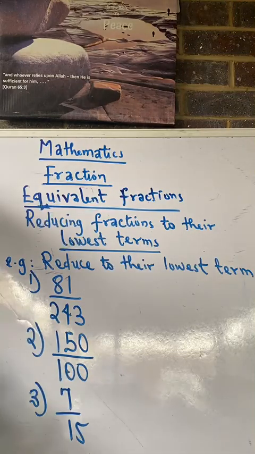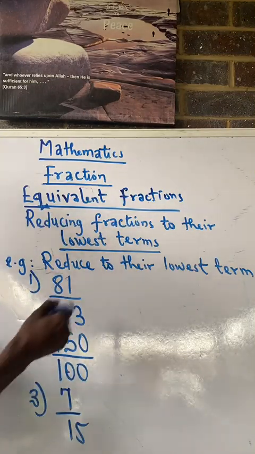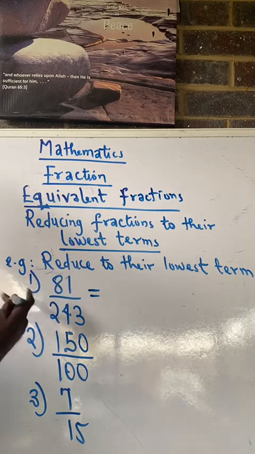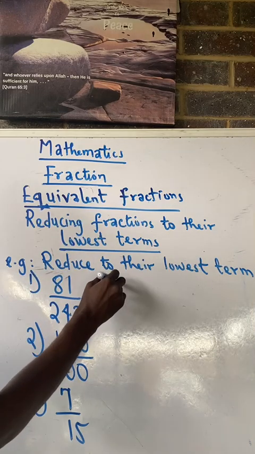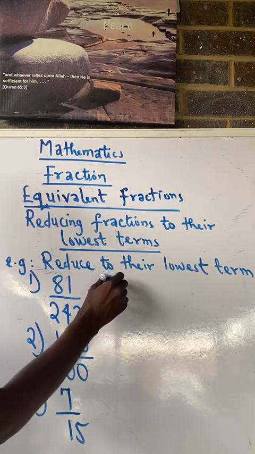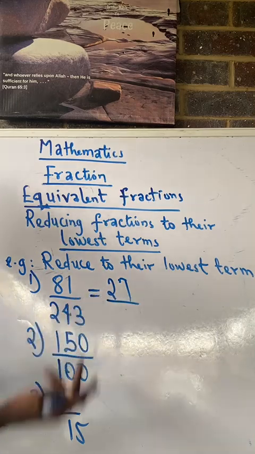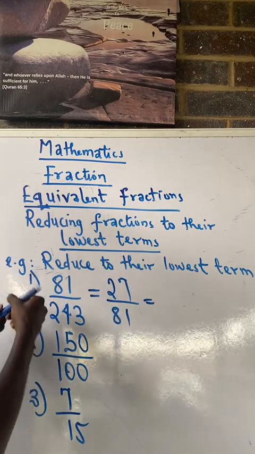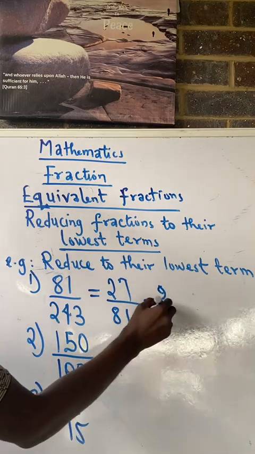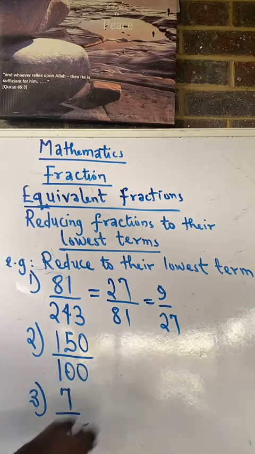But for the sake of the small children who cannot go in one step, we have to reduce this gradually. First, divide by a small number, such as 3. 3 can go in 81 27 times, and 3 can go in 243 81 times. Then again, 3 can still go in both of them. 3 in 27 will give us 9 times, and then 3 in 81 will give me 27 times.